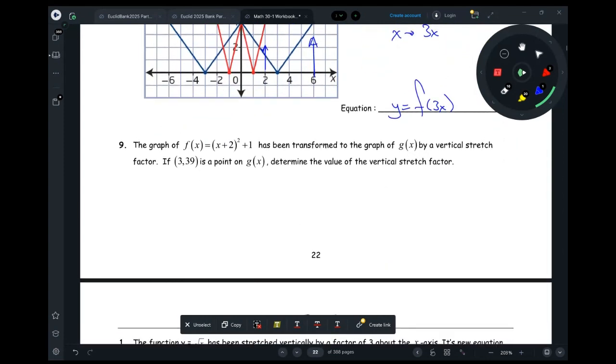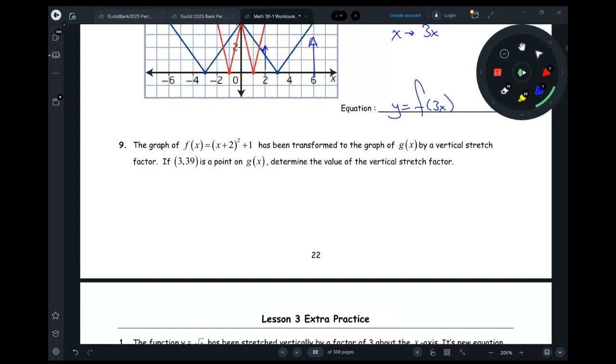And then finally here, let's take a quick look at this one. The graph of f of x is equal to (x plus 2) squared plus 1 has been transformed to g of x by a vertical stretch. If the point (3, 39) is on the graph, determine the value of the vertical stretch. Here is another question that I think is worth looking at on your own before I walk you through it. So again, if you wanted to pause here, have a go at it, see what you think, and then come back here.